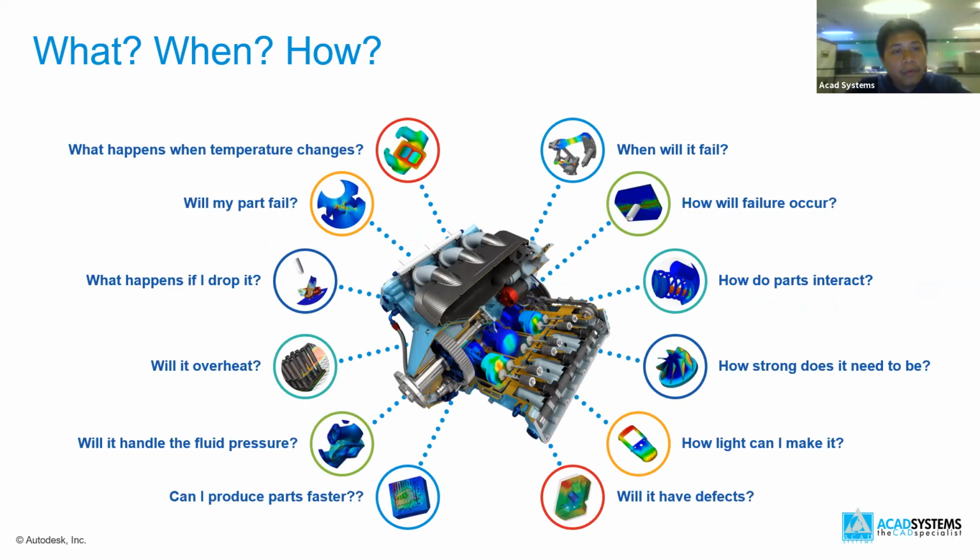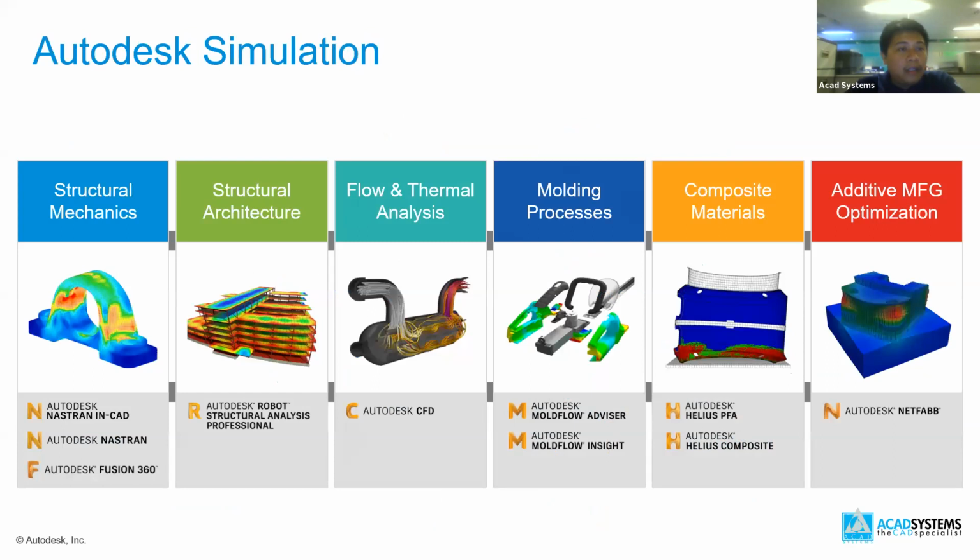If you worry about whether your part will fail, or what will make it fail, you want to know when it will fail. These are all the questions that the design or engineering department always wants to know about their product that is already manufactured. Will it overheat, and so on. Using simulation, you can solve this issue and do optimization in the design stage. You can edit your 3D model and redo the simulation before you go to mass production. This is the solution that Autodesk gives.